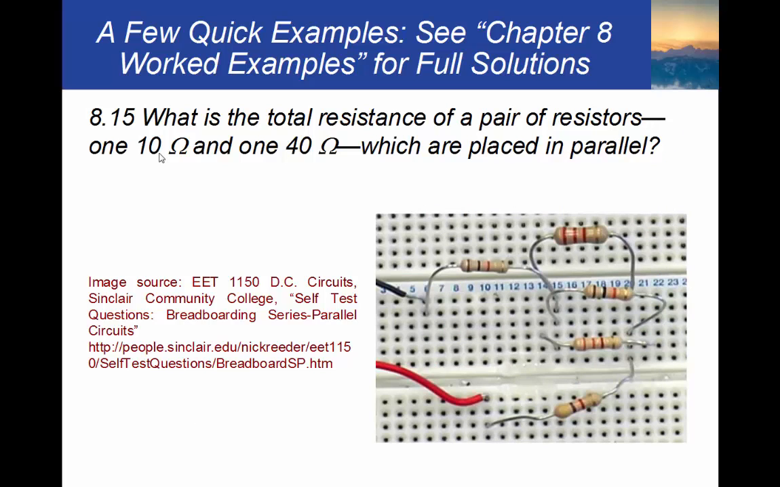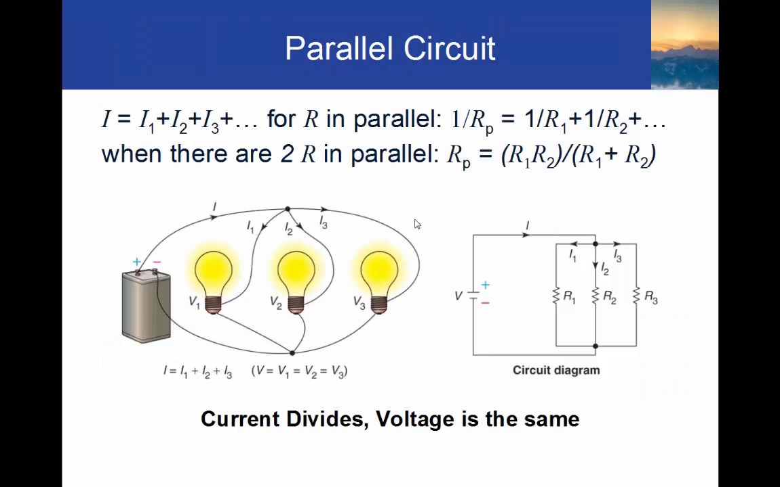So what's the total resistance of a pair of resistors at 10 ohms and 40 ohms which are placed in parallel rather than in series? When you place resistors in parallel, each branch of your circuit gets its own current. So each branch is each parallel direction that the current can go.